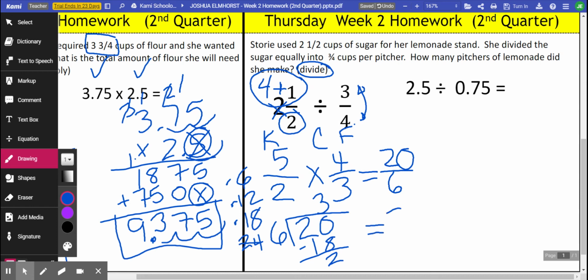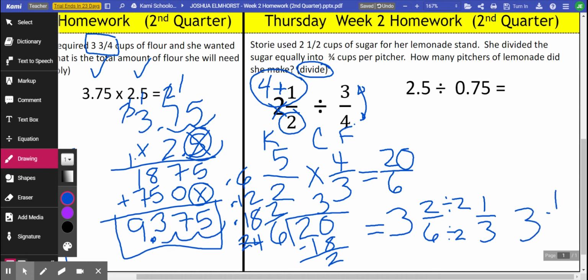So this is equal to 3 as a whole number, and then the remainder of 2 left over out of 6. And we can actually simplify that because this is 2 times 1, and then 2 times 3 equals 6. Divide by 2. That's going to be 1 over 3. So let's take this out. This is going to be all together. She can make 3 pitchers of lemonade, and then she could actually start another pitcher of lemonade. So she could probably only make 3 if she has 2.5 cups of sugar.